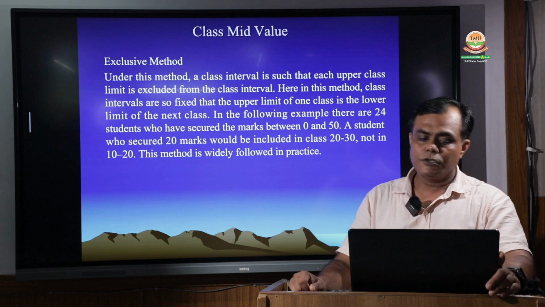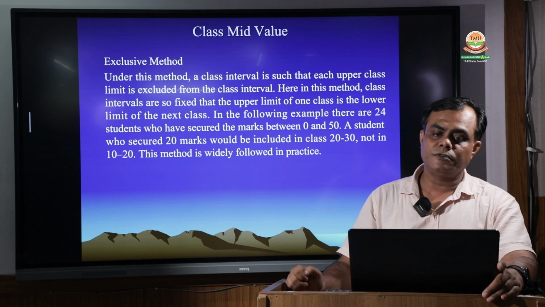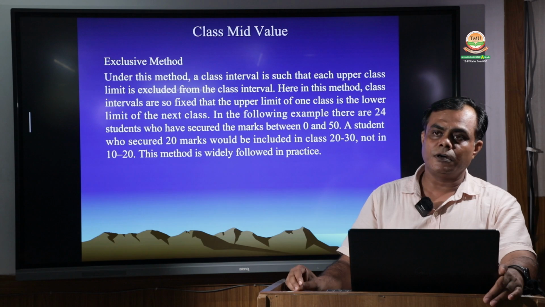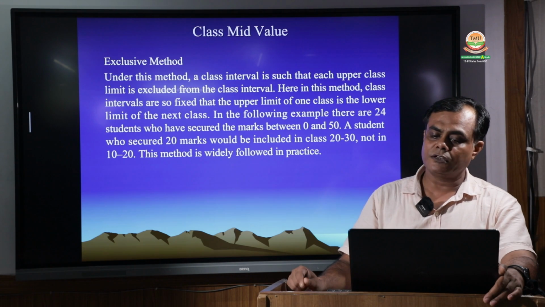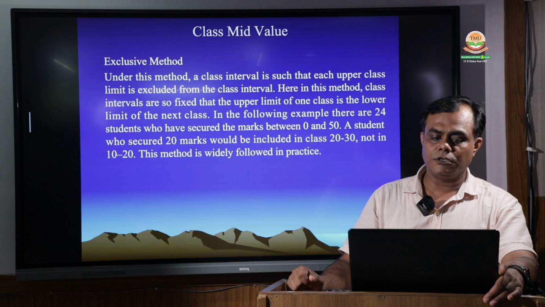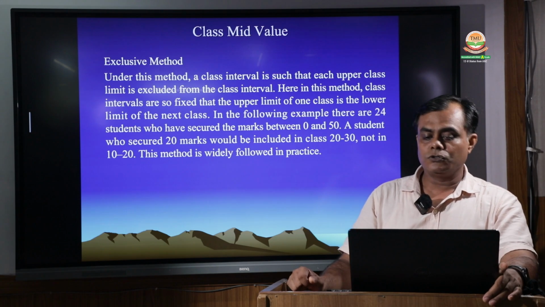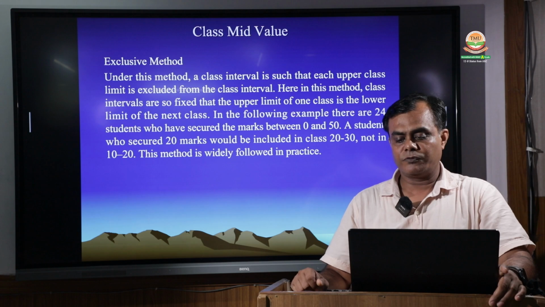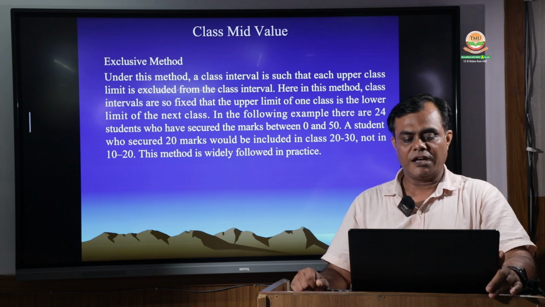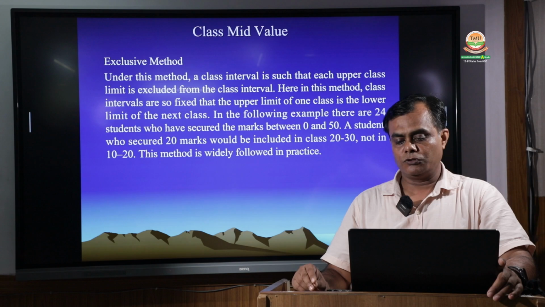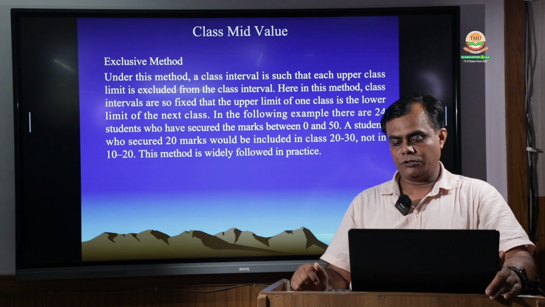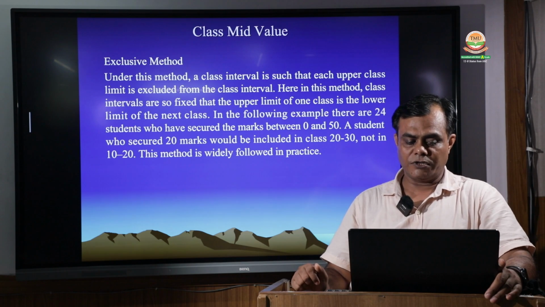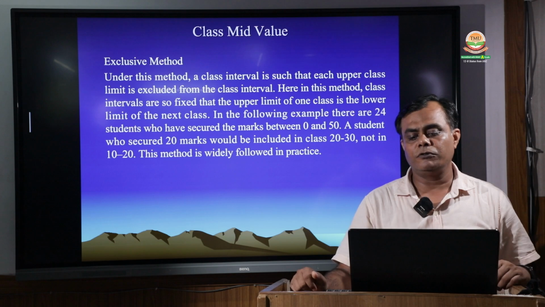The exclusive method: under this method, the class interval is such that each upper class limit is excluded from the class interval. Here the class intervals are so fixed that the upper limit of one class is the lower limit of the next class. For example, there are 24 students who have secured marks between 0 and 50. The student who secured 20 marks would be included in the 20 to 30 class, not in the 10 to 20. This method is widely followed in practice.